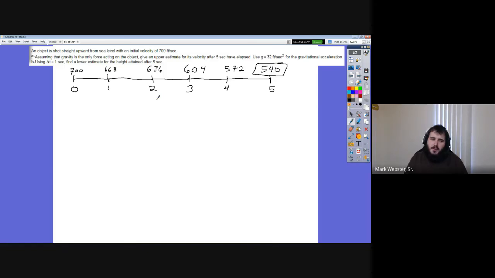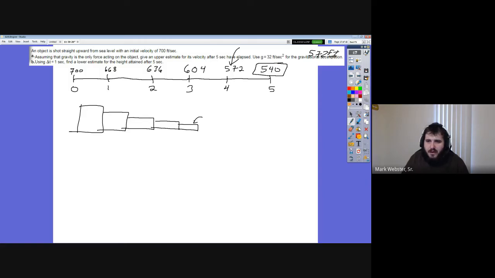Upper estimate. I bet they want this 572, because we're thinking about these rectangles, and you notice how they're getting smaller? So they probably want this height, which is the 572. If it were me, I would put my answer as 572 feet per second. After 5 seconds, it would be like 540. But we're here.